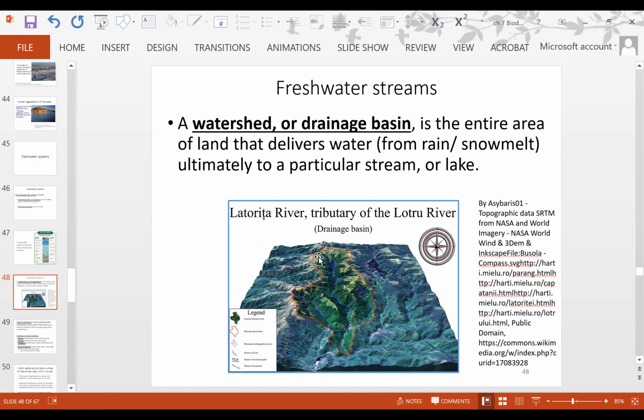And in this case, you have a drainage basin or a watershed outlined in red. And in the middle of the red is a lighter colored green. So this diagram is showing that all of the land within the red line all ultimately flows into the Lotru River. So you have a river that is a tributary of the Lotru River.